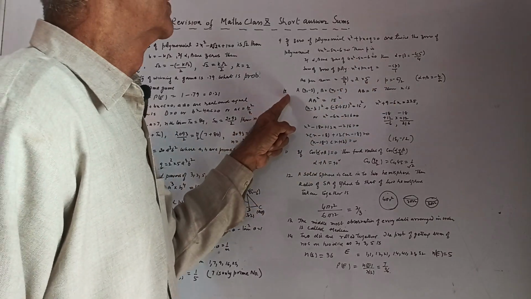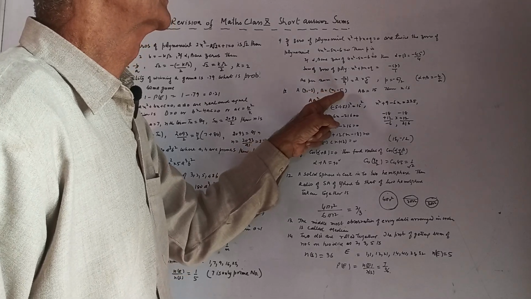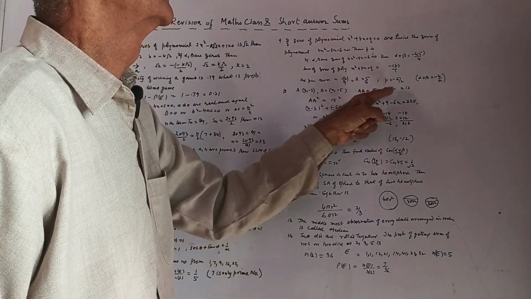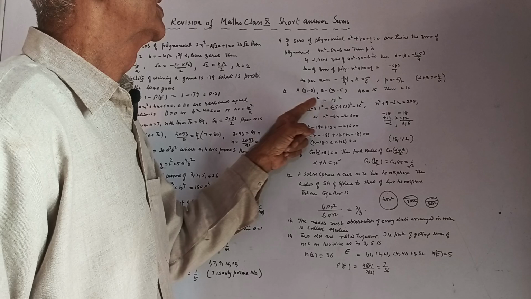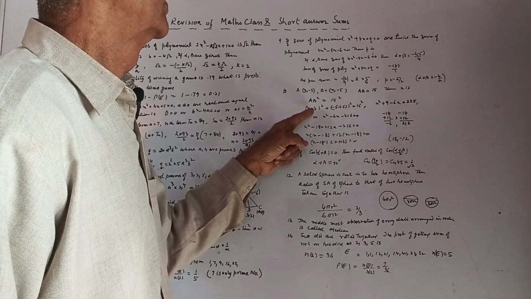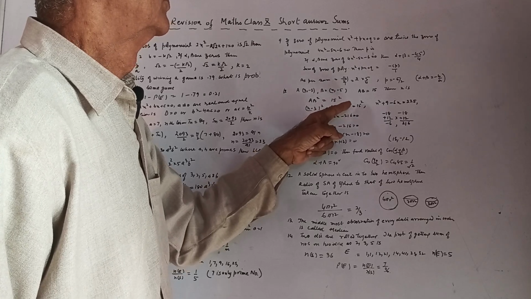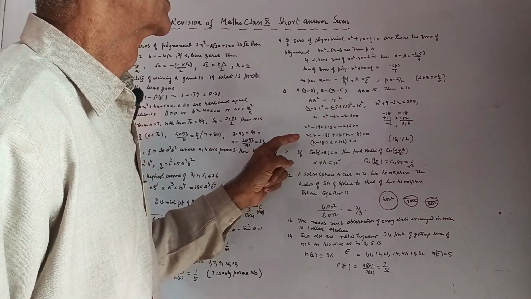p is equal to minus 5 by 2. Question number 10. Point A is (3, minus 5), B is (x, minus 5), AB is equal to 15, then we have to find x. AB square is equal to 15 square. Now (x minus 3) whole square plus (minus 5 minus minus 5) whole square equal to 15 square.